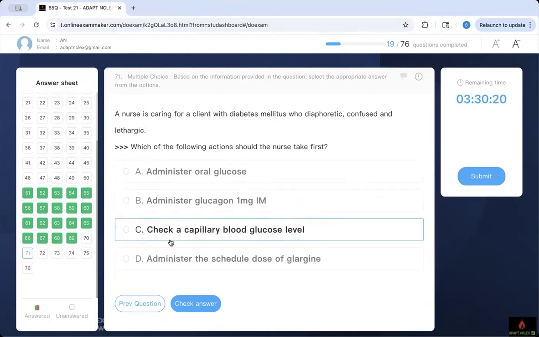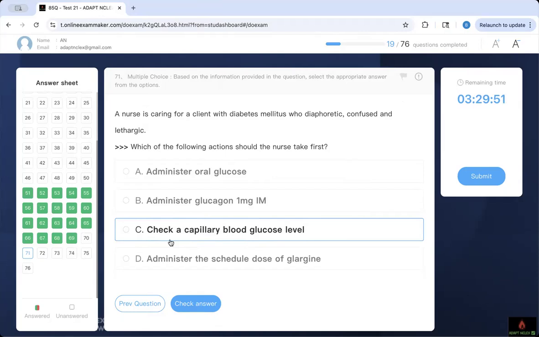And this is caring for a client with diabetes who is diaphoretic, confused, and lethargic. You may see these questions all over NCLEX. When you're doing practice questions, you will see it. I want you to stop the video and listen carefully. We have a diabetes patient who is diaphoretic, confused, and lethargic. Which of the following actions should the nurse take?